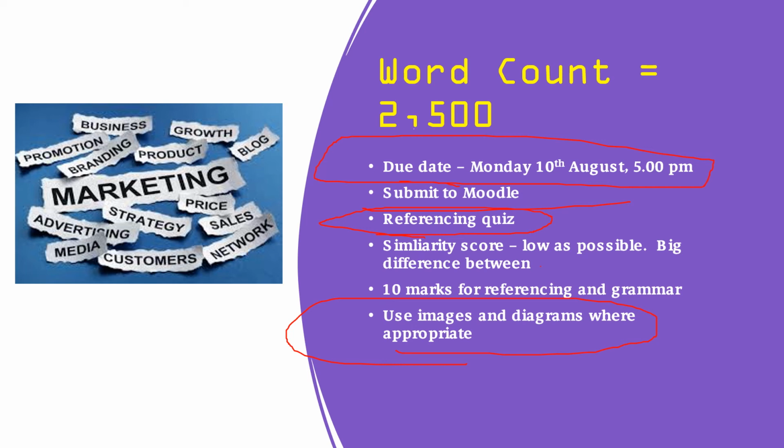Big difference between weak referencing and plagiarism. So that goes in there. Okay, so don't worry about it. On referencing, on a scale of 1 to 10, I'm at the lower end of worrying about that. But plagiarism is not on. So the 10 marks for referencing and grammar give me a bit of freedom. It's just sort of round things up, round things down here.